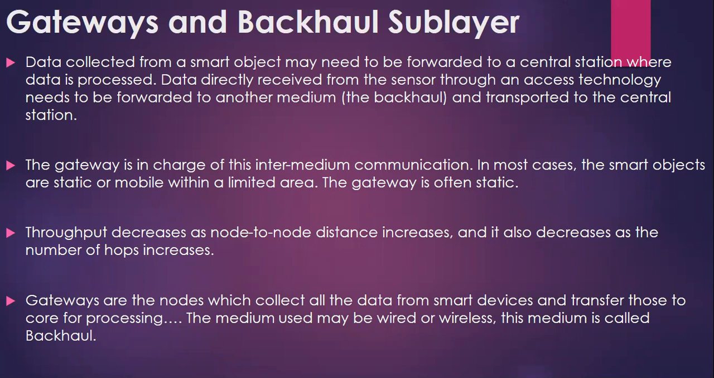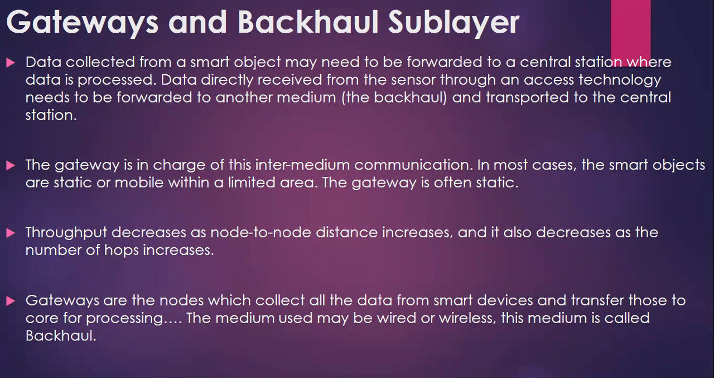In most cases, the smart objects are static or mobile within a limited area, but the gateway will always be static. This is the intermediate hub, or intermediate junction, where the information will be collected. We have flexibility for the sensors: they may be static or dynamic. We may be moving from here, but the gateway will always be fixed.